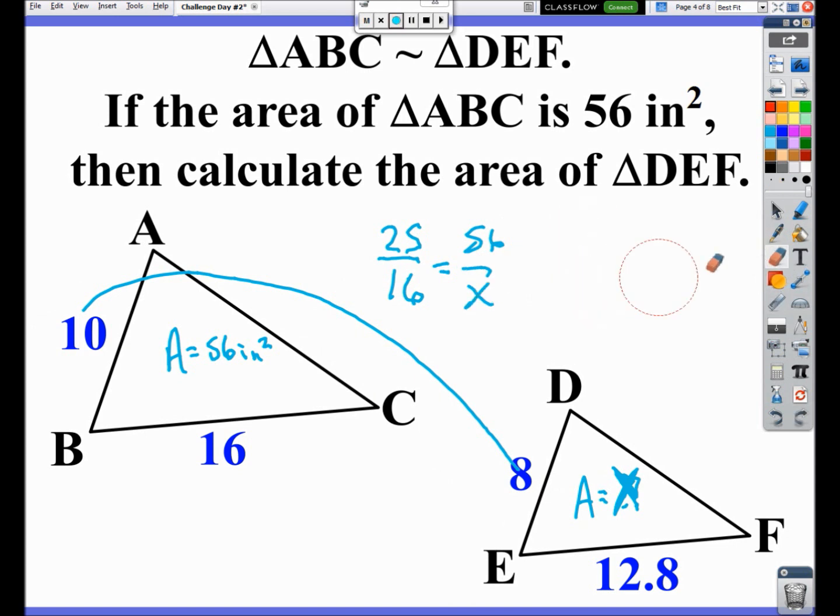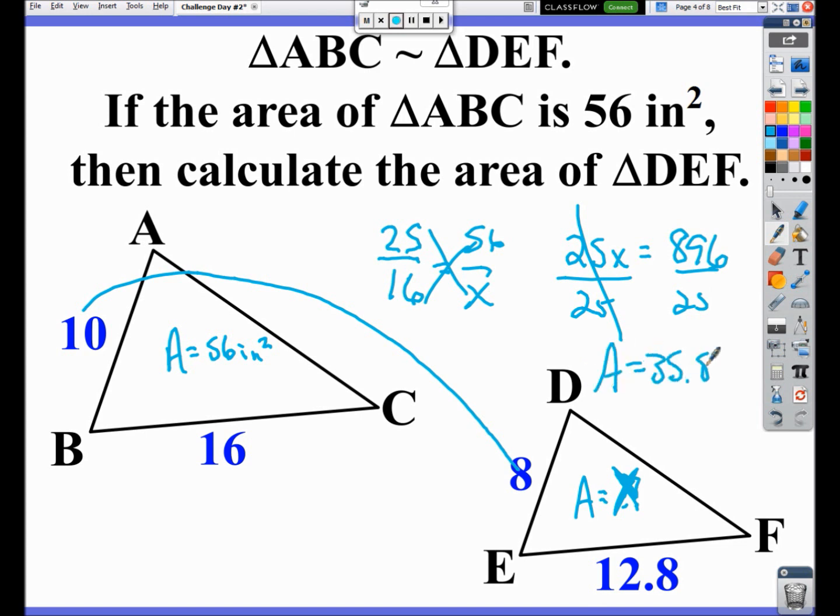Now, I can cross multiply this. And I can have 25x equals, I don't know what 56 times 16 is, something big, 896. And then if I divide both sides by 25, then I get, oh my gosh, 35.84, which was the answer that I got previously. This was a lot shorter, but it's not as intuitive. So whichever way makes the most sense to you, go for that route, we'll say.